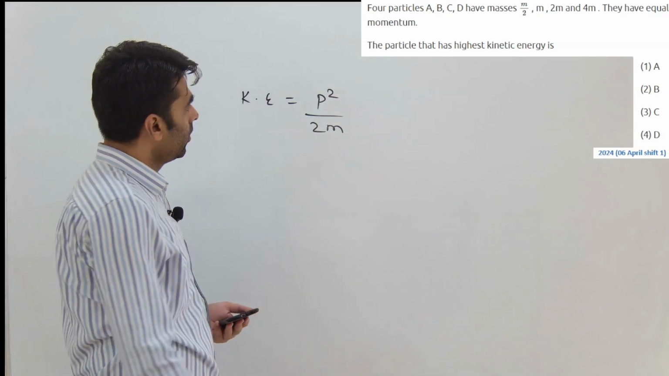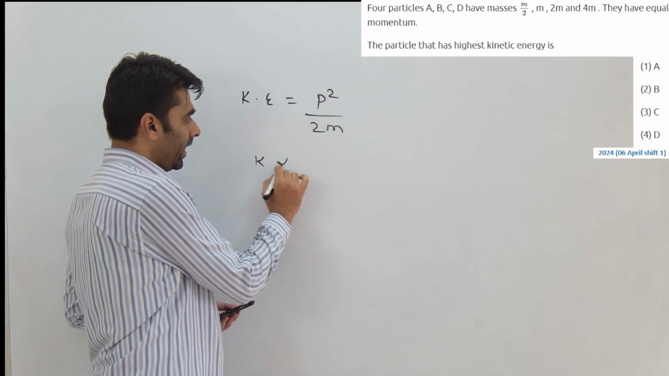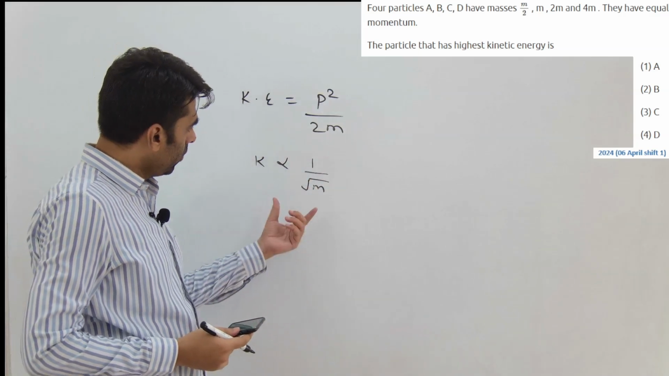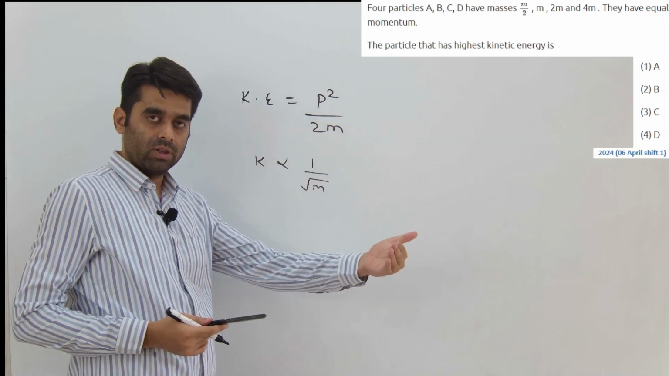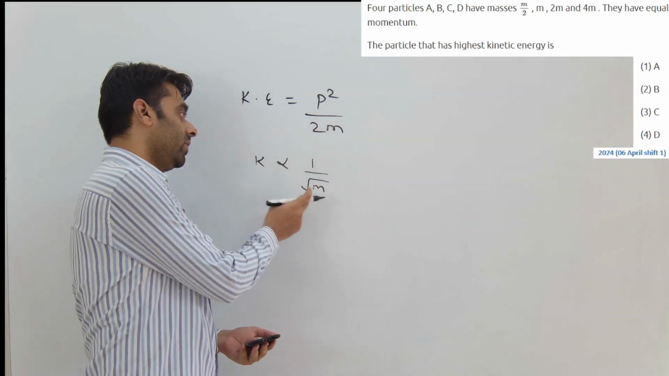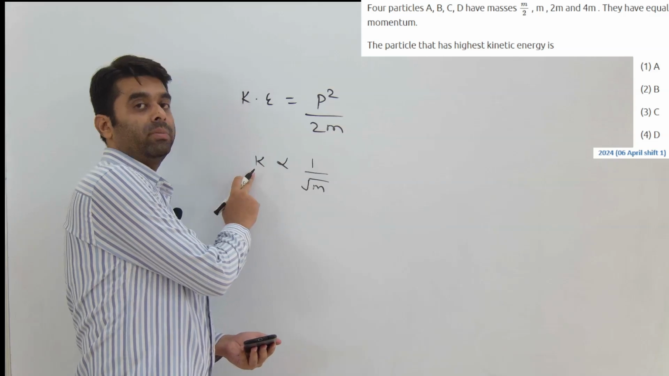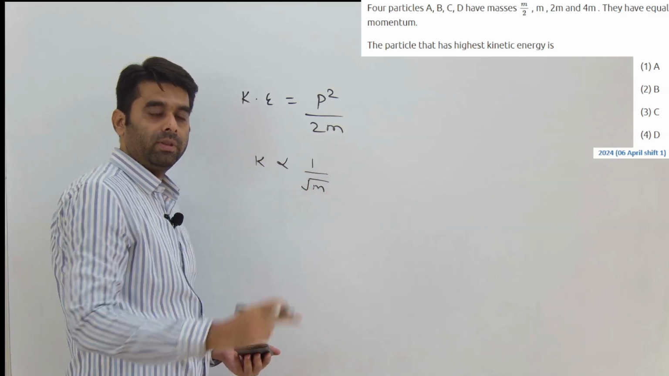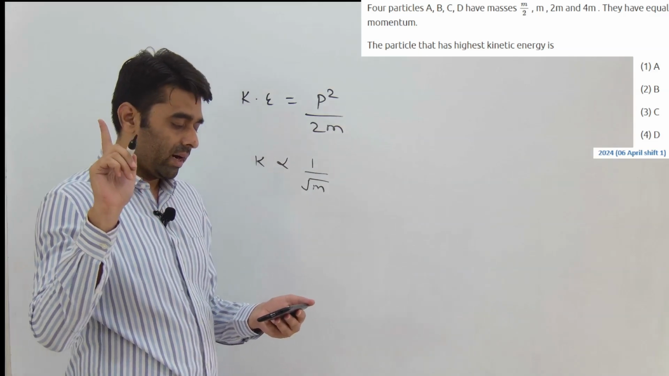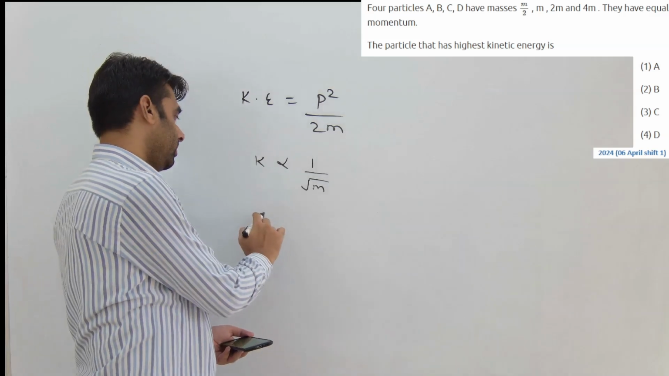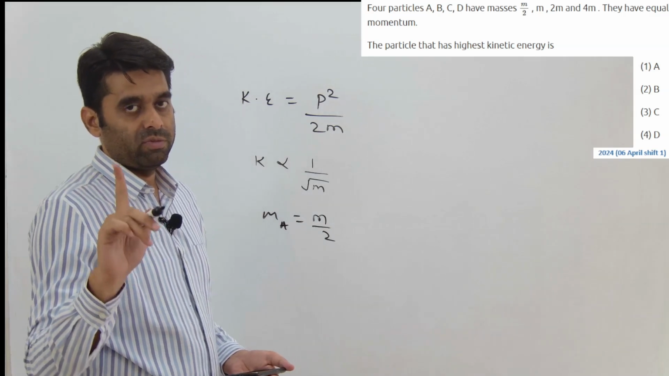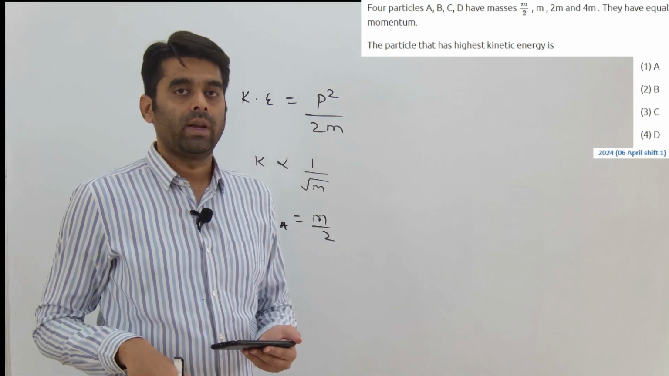We know this result. So from this we can see that kinetic energy is proportional to 1 by m. Because momentum is given constant, I am focusing on your mass. As you can see, the less the mass, the more the kinetic energy. Now if you check all the four options, the least mass is for particle A, which is m/2. Therefore the maximum kinetic energy will be for particle A, option number 1. Let us move ahead.